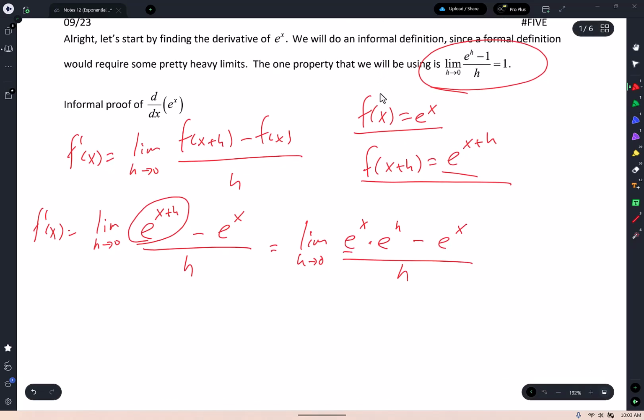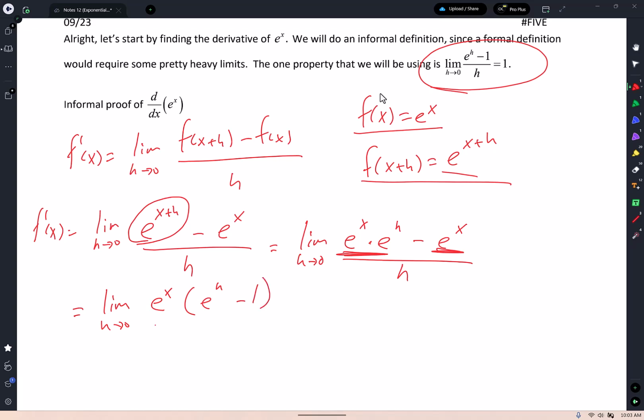I notice I have a product here that has an e to the x. I have an e to the x there. I can factor out an e to the x. So limit as h approaches 0, factor out e to the x, parenthesis, you have e to the h minus 1 over h. And then all you got to do, check it out. Look at this guy right here. I can move this e to the x. It's unaffected. I can move it right there. e to the x, limit as h approaches 0, e to the h minus 1 over h.